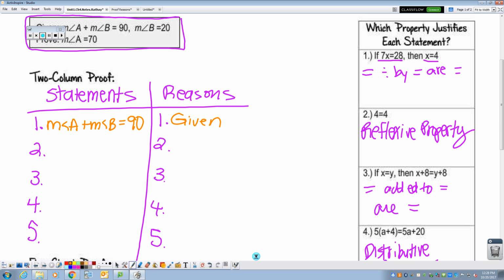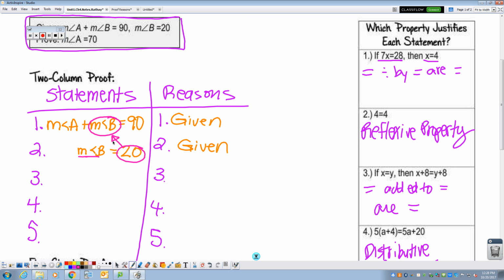Now it is possible to put all of your givens into step 1, but I like to actually split the givens up and not write them until I actually need them. So my second given was that the measure of angle B was equal to 20. And from these facts, they're both angles, so they can work together. And I have an angle B in both of them. So here I have an angle B, and here I'm told that angle B is equal to 20.